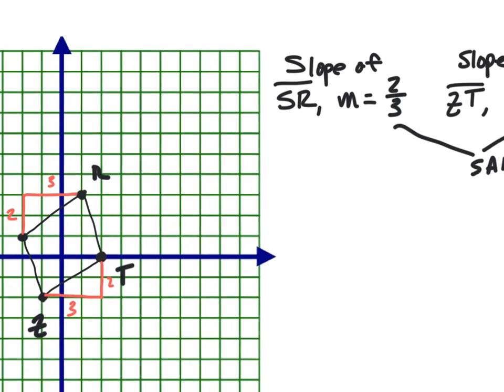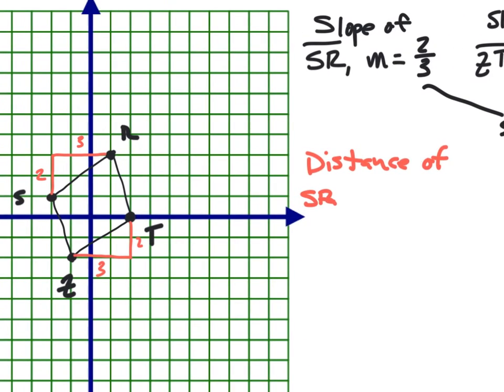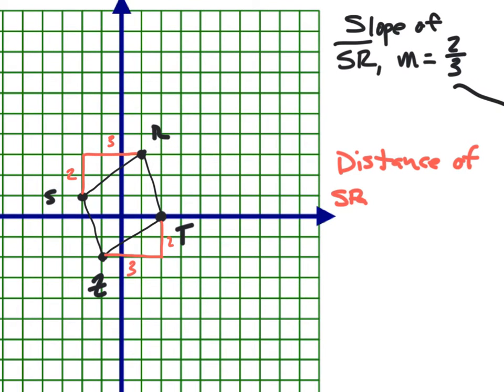All right, now I want to find the distance, okay? And so if I wanted to find the distance of SR, okay, then I know that I can use the Pythagorean theorem, and I'm just going to go ahead and do this. I'm going to write the square root of 2 squared plus 3 squared, all right?